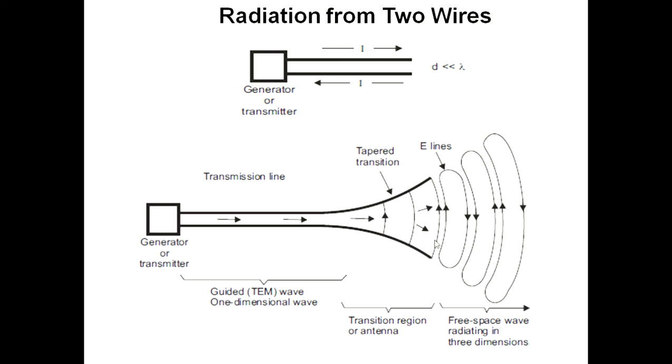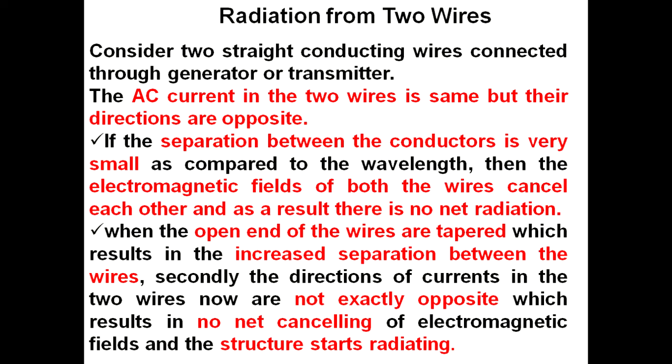After this tapered transition, this is free space propagation, which is called free space wave radiation in three dimensions. Here we can understand that the radius of curvature has been increased. Whenever the distance between the load and the transmitter increases, there is a large spreading of the electromagnetic wave radiation or the E lines, which is explained by this increased radiation curvature. And this is nothing but the radiation from two wires.